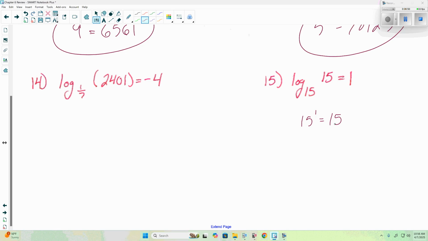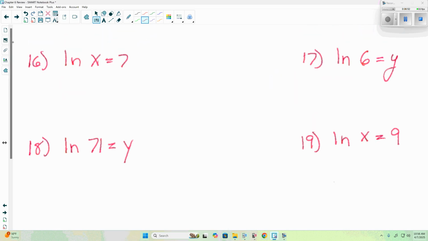All right, let's look at 16 through 19. Natural log of x equals y if and only if e to the y is equal to x. Because again, the base for the natural log is understood to be e. So for 16, the base is e. Here it'd be to the what? Let's say you can place a y. So e to the 7 is equal to?